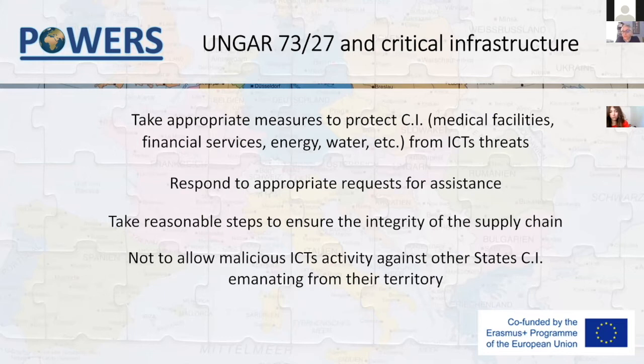Of course, it's not a treaty, it's not customary international law. So we can read some important recommendations that are non-binding for states. But if we take a look at the main recommendations contained in General Assembly resolution number 27, we can see that states are recommended to take appropriate measures to protect their critical infrastructure from ICT threats. They can and they must respond to appropriate requests for assistance coming from other states.